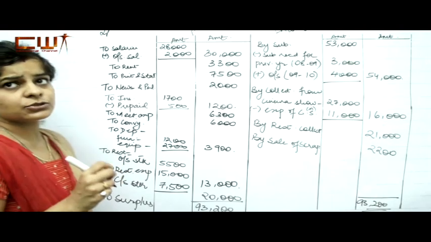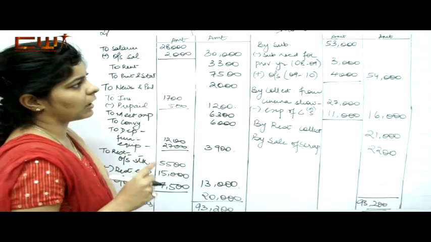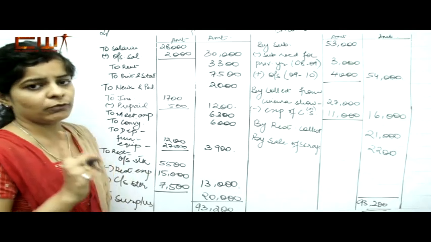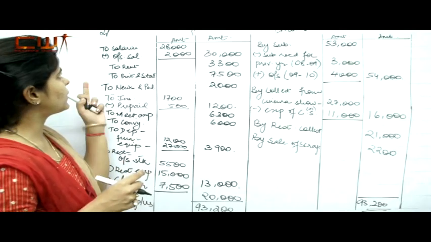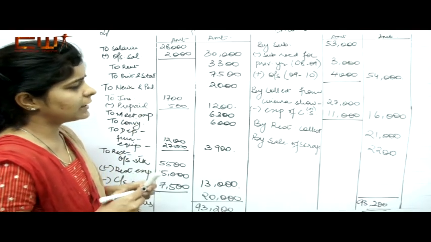See, they have asked you to make the balance sheet also. We have just made the income and expenditure account. Next step is the balance sheet. Don't forget to make the balance sheet. So for the second question, half is done. The next step is making the balance sheet. Let's make the balance sheet.